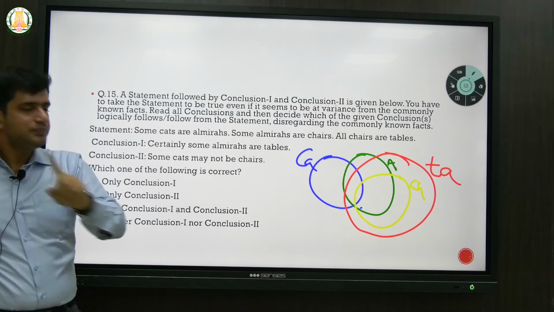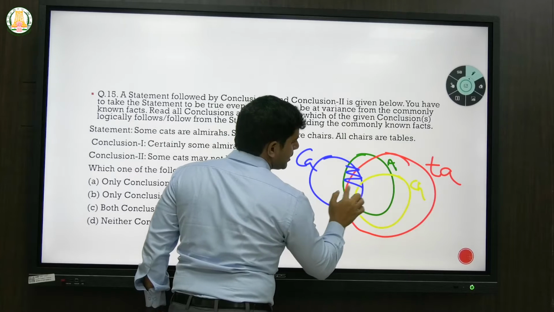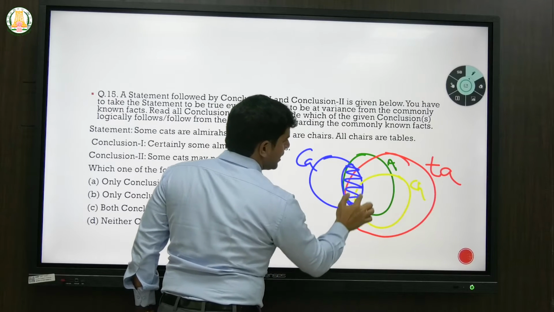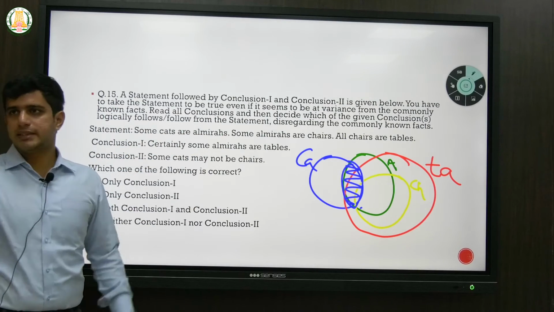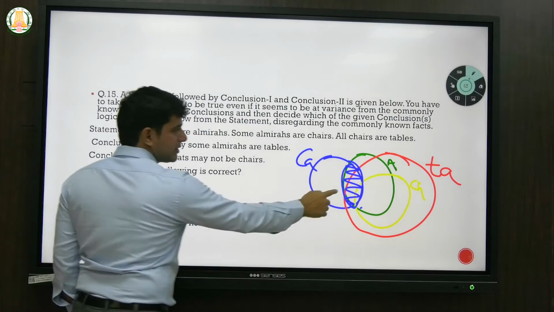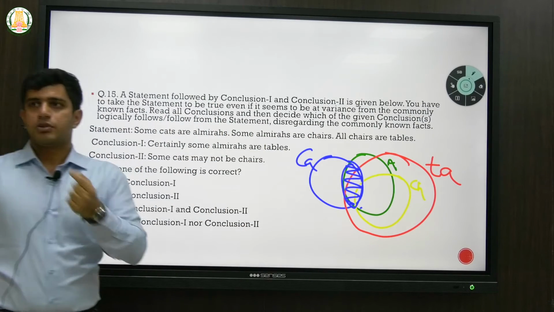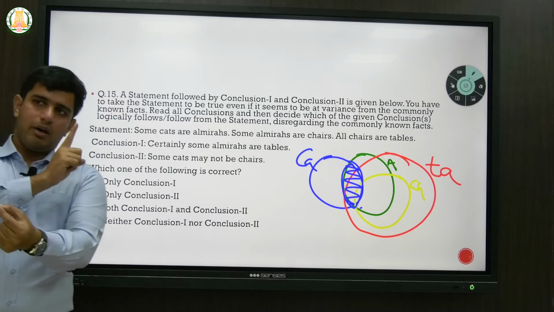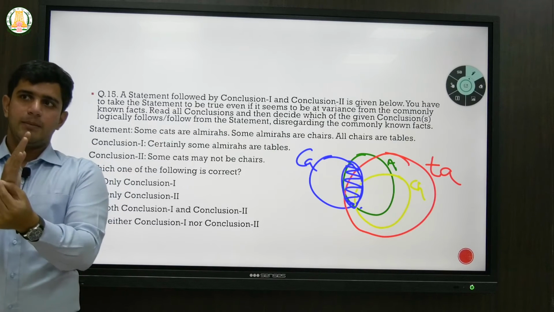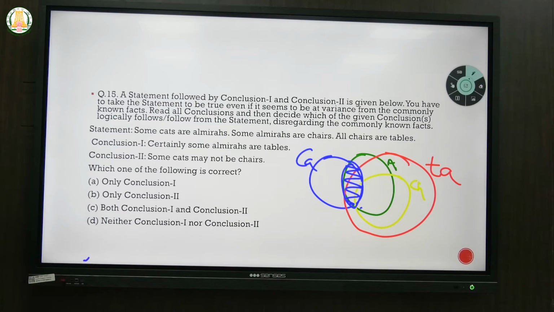How do I say this? Let's say there is one chair here, in this particular area. Sorry, one cat. What is it saying? Some cats are almirahs. Let's say there is one cat which is an almirah, in this location, and it also says some almirahs are chairs. So that particular almirah can also be a chair. So it means one which is a cat can be an almirah, and that particular almirah can also be a chair. So there is a possibility of intersection.